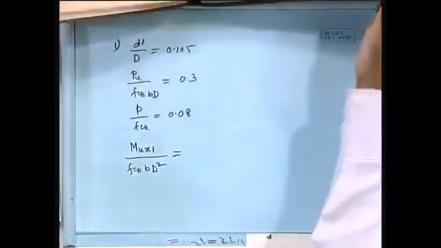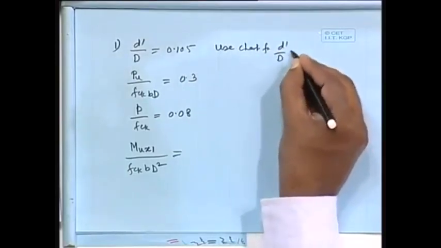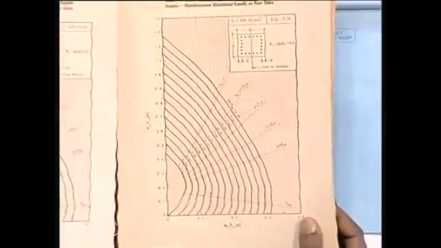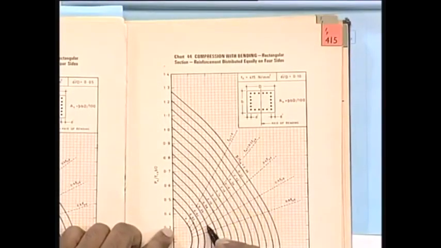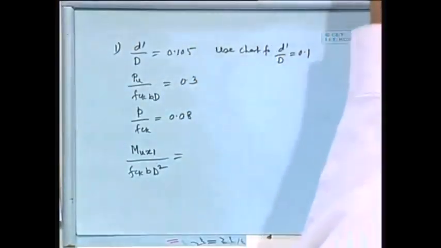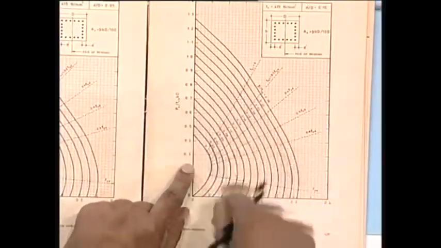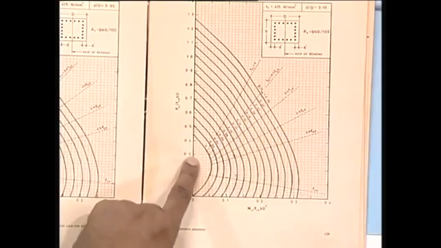If that be the case, our D dash by D equal to 0.105, use the chart for D dash by D equal to 0.1. That one comes in chart 44. This is your chart 44, and your PU by FCK BD 0.3 and 0.08. So 0.1, 0.11, 0.12. That one comes as 0.12 from the chart. What I am doing here, please note, there are so many curves starting from 0, 0.02, 0.04, 0.06 P by FCK. What I am doing, PU by FCK BD is 0.3.